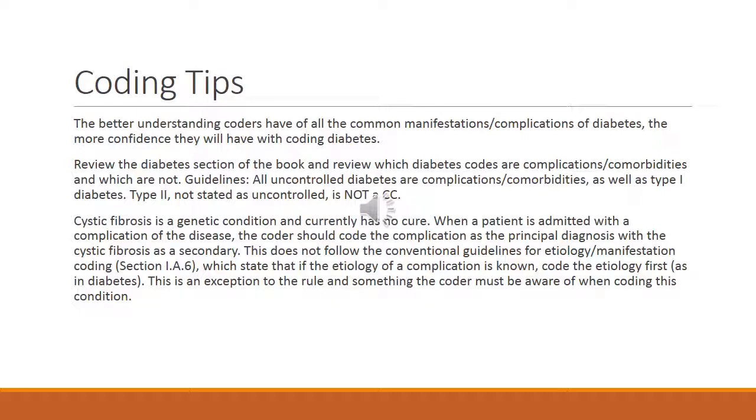Now, cystic fibrosis is a genetic condition and currently has no cure. When a patient is admitted with a complication of a disease, the coder should code the complication as the principal diagnosis with cystic fibrosis as a secondary. This does not follow the conventional guidelines for etiology and/or manifestation coding, Section 1A6, which state that if the etiology of a complication is known, code the etiology first, as in diabetes, and that this is an exception to the rule and something the coder must be aware of when coding this condition.